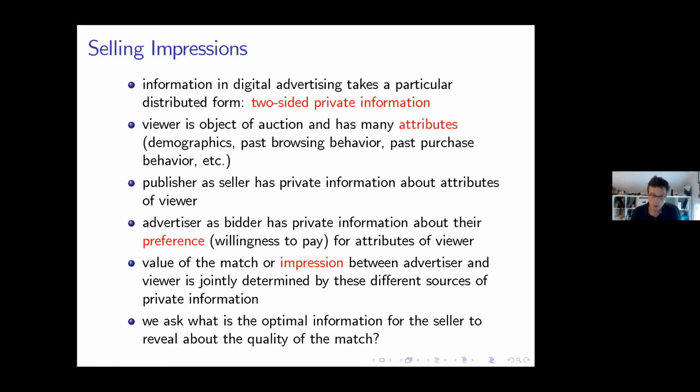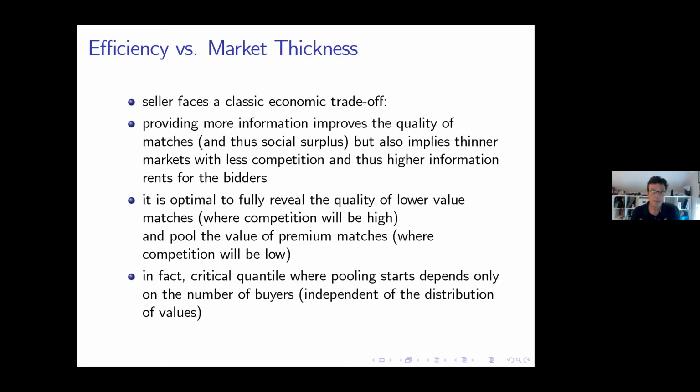The question that we want to ask and answer completely here is, what's the optimal information for the seller to reveal about the quality of the match in order to maximize the revenue? And we're going to ask this question in the context of a standard second price auction, which is the basic model that is used in a lot of internet advertising.